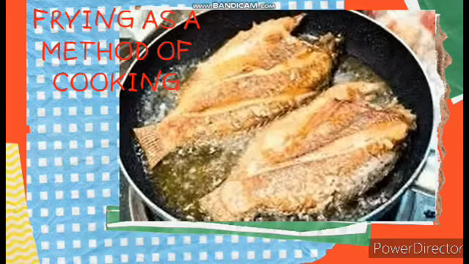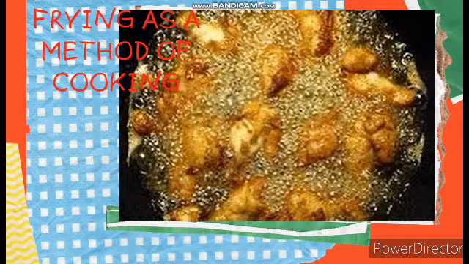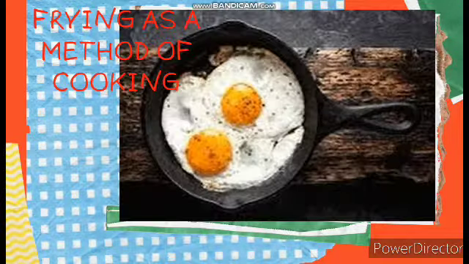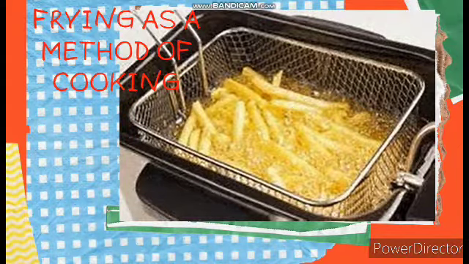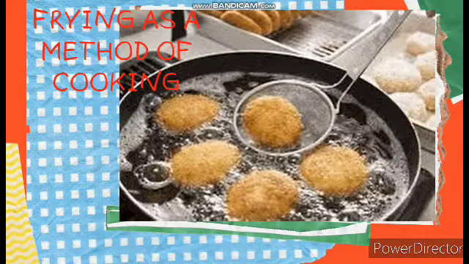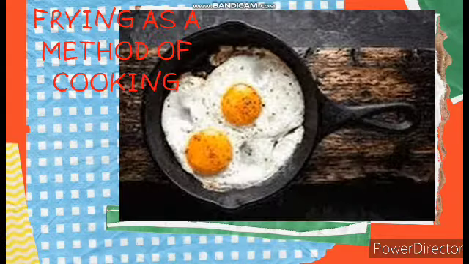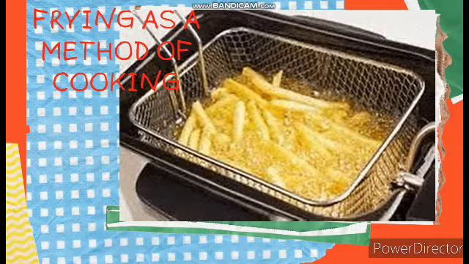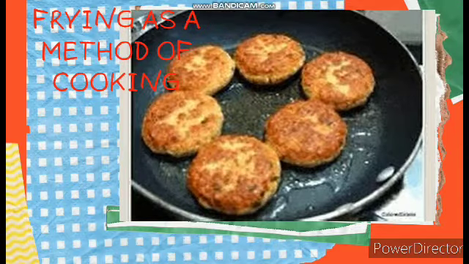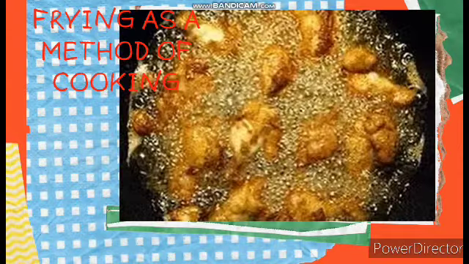In this method of frying, that is deep frying, a lot of oil is put in the pot so that when the food is put to cook, it is completely in oil. The food does not touch the bottom of the saucepan. We have akara, that is a beans cake, we have donuts, we have egg roll.